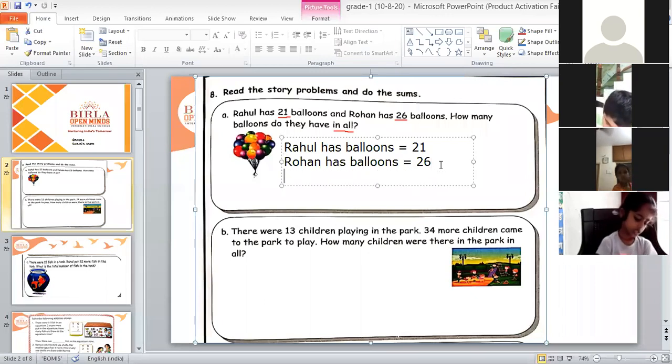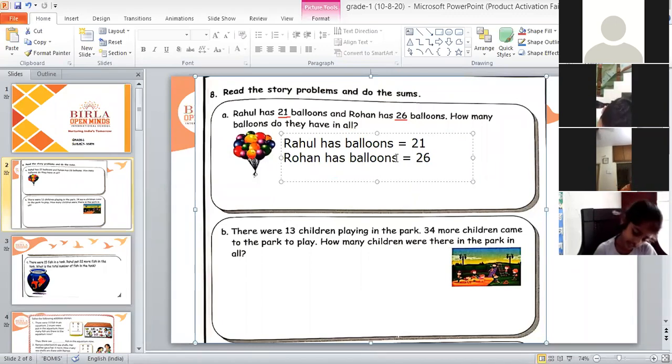Yes, children, this is page number 35 of your math course book, addition word problems, okay? So Rahul has balloons equal to 21. Rohan has balloons equal to 26. Fine. So now next what we have to do, children. See, you all can see here, these are 2-digit numbers. So we will arrange these numbers in ones, tens and hundreds column.